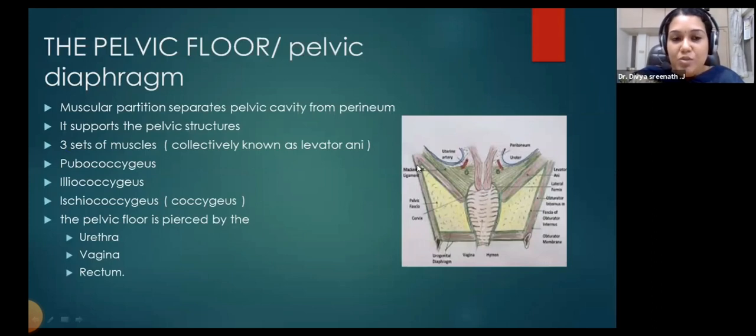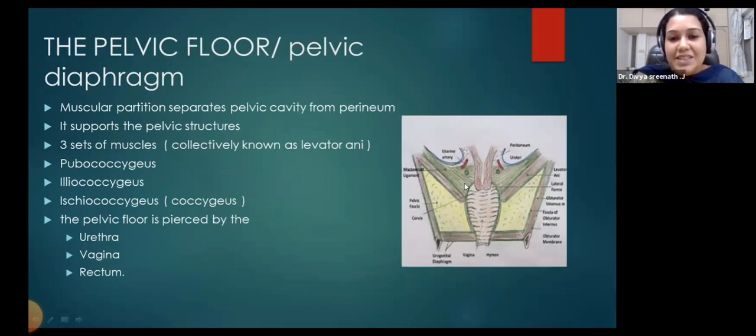And the pelvic floor is the major supporting area, the pelvic floor muscles. You can see this pelvic floor area, the perineal muscles or urogenital diaphragm. At the vagina, between the upper one third and two third, the pelvic floor muscles are seen. It's a muscular partition which separates the pelvic cavity and pelvic structures from the perineum.